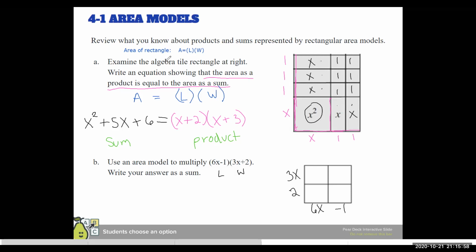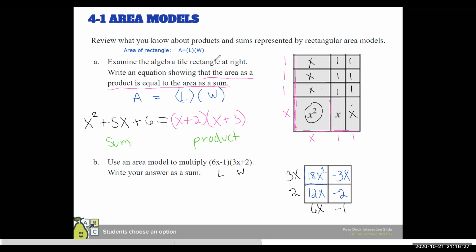And now what we need to do is fill in the inside in order to write this answer as a sum. So I multiply the side lengths to get the inside parts. So 3x by 6x would be 18x squared here. And then 2 times 6x would be 12x. Here we have 3x times negative 1 is negative 3x. And here 2 times negative 1 is negative 2.